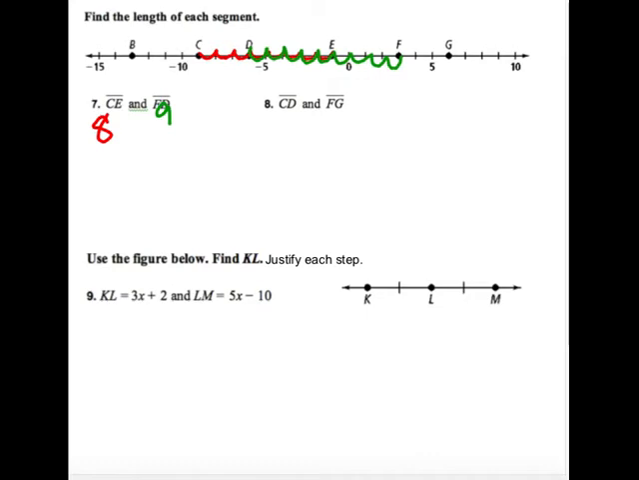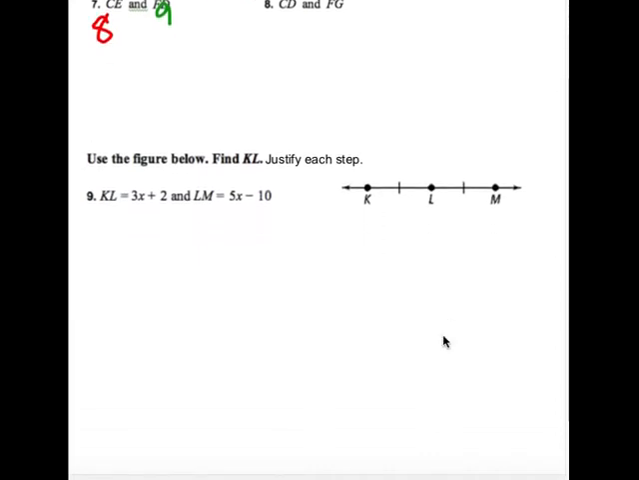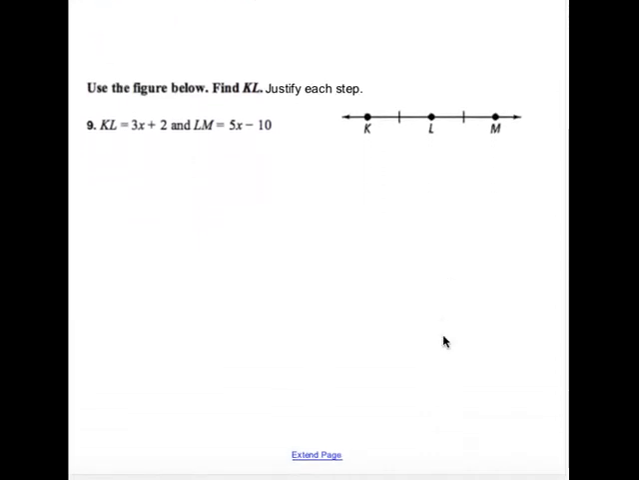Alright, let's get down to the tough stuff. It says use the figure below to find KL and justify each step. So again, we have the justify, kind of explain. What these little dash marks mean, and we'll actually go over it in the next slide, I think, is that KL, this segment, is the same as that segment. So that's kind of where we're going to start.